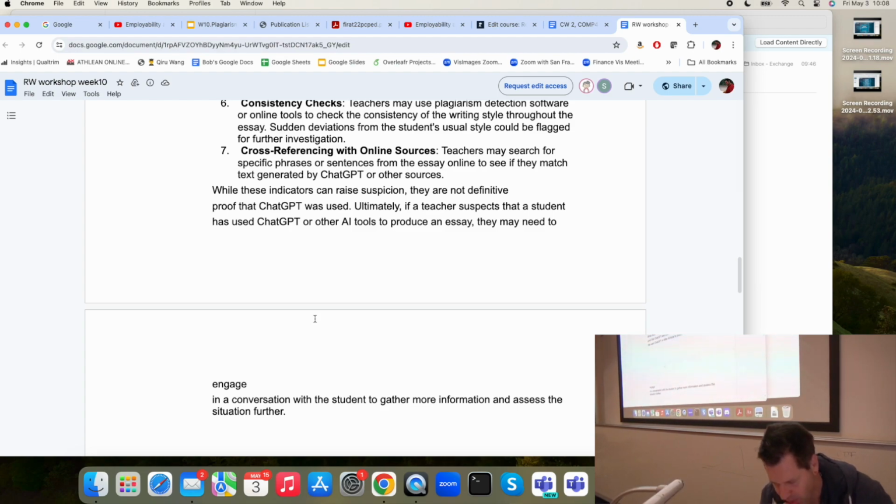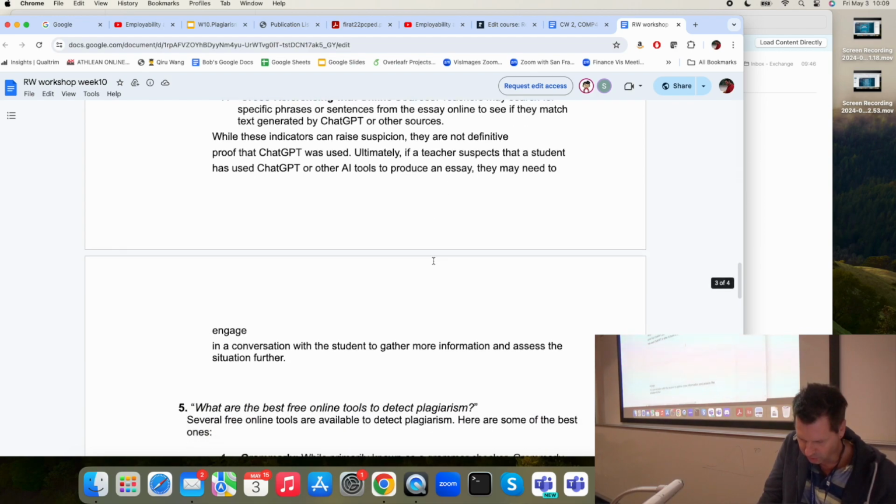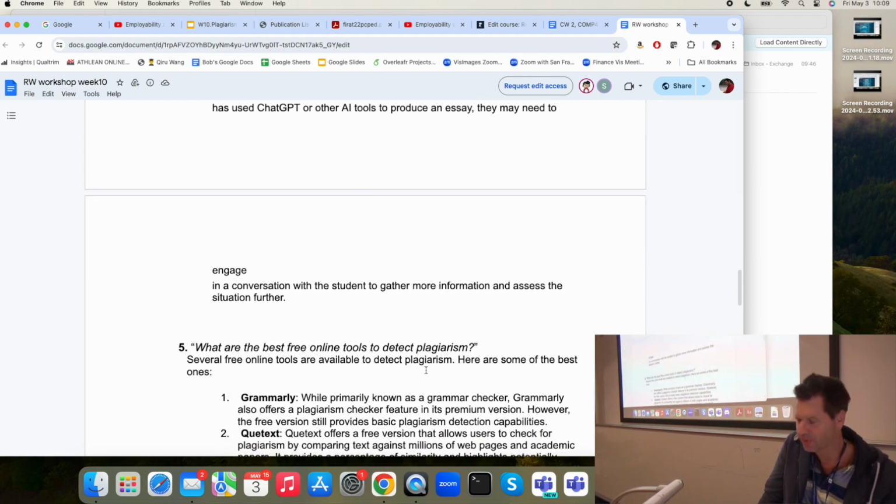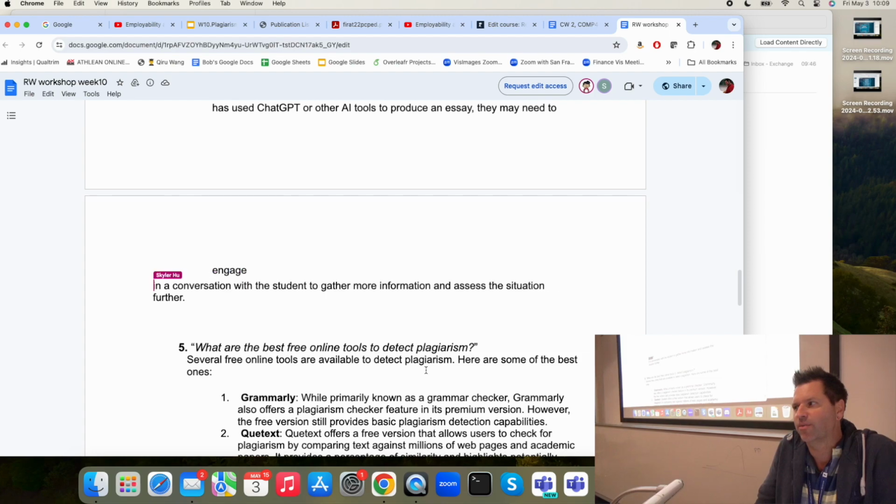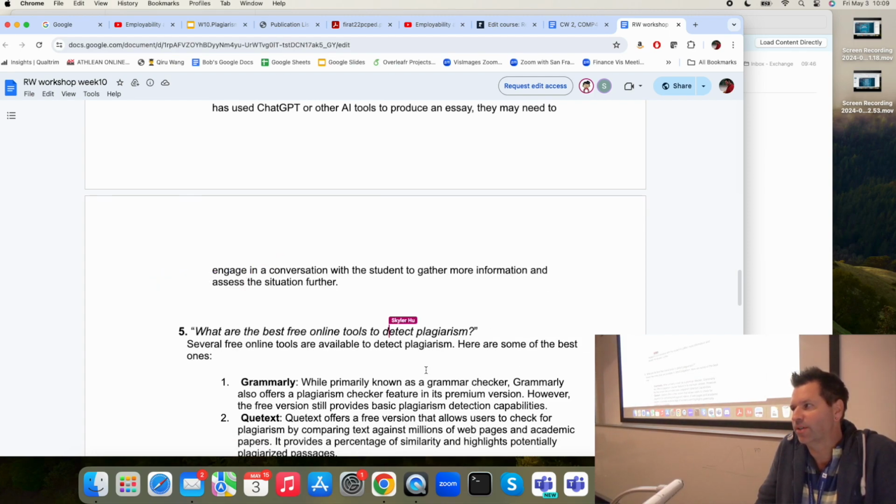Oh, this is really good, actually. This is what I was about to say. Ultimately, if a teacher suspects that a student has used ChatGPT or other AI tools to produce an essay, they may need to engage in a conversation with the student to gather more information and assess the student further. That's right. That's one of the things that a teacher can do. They can say, we need to have a talk, right?